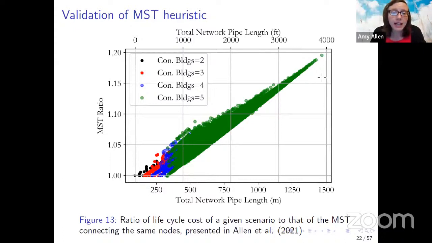And this is represented in this plot with a metric I called the minimal spanning tree ratio, or the ratio of the life cycle cost of a given network scenario to that of the corresponding minimal spanning tree. And the fact that this metric never takes on a value lower than 1 affirms the validity of the heuristic.